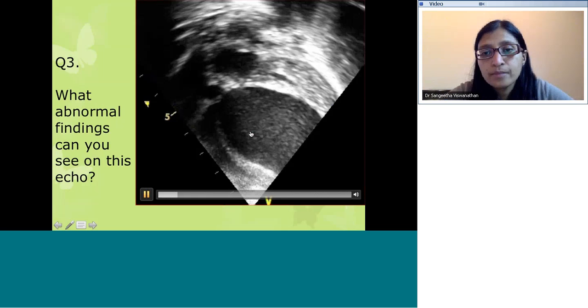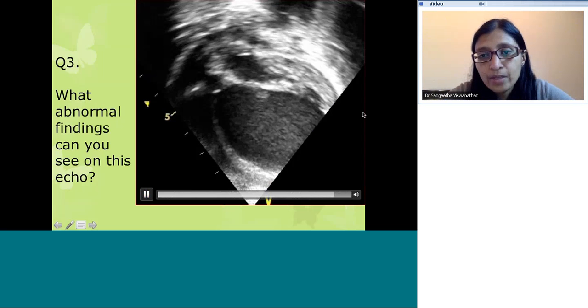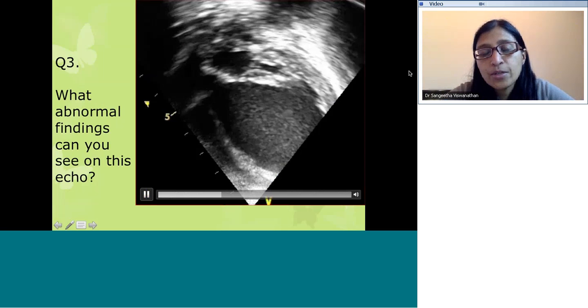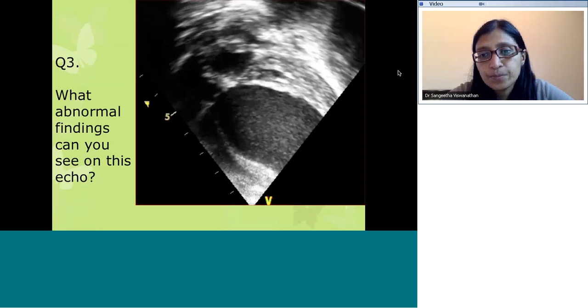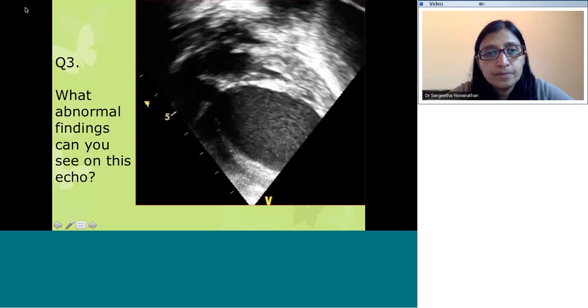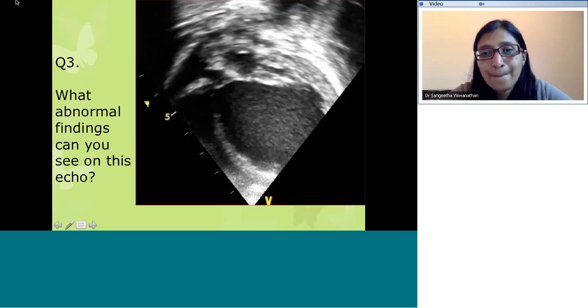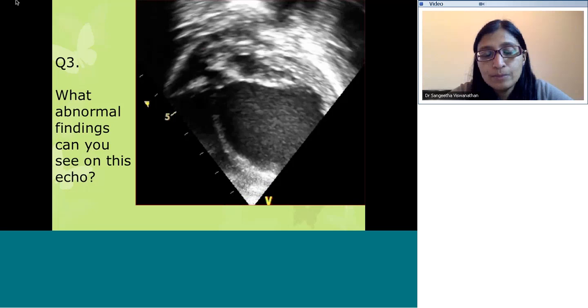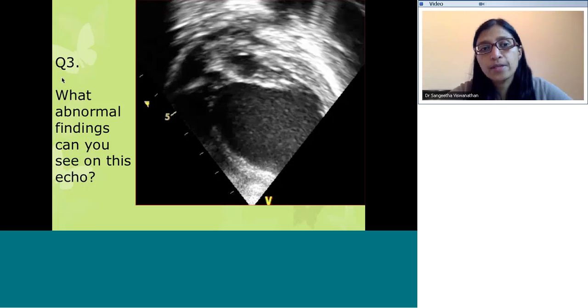Okay. These are all very easy today. So what are the abnormal findings that you see on this echo? What's abnormal on this echo?